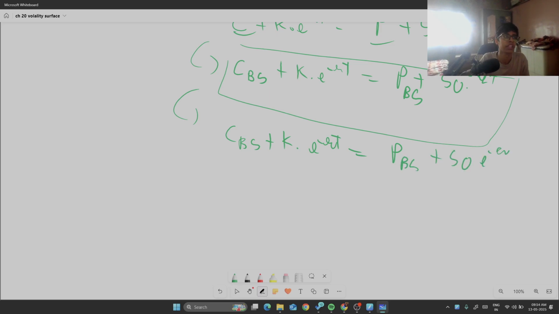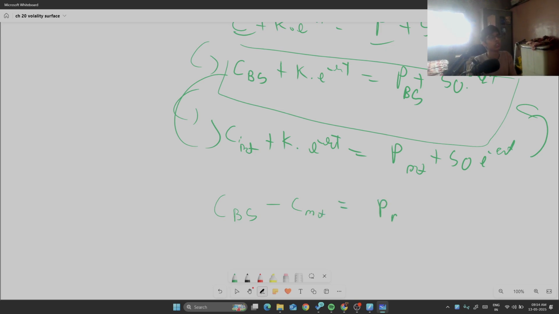So from that we can derive the market price difference. If we equate these equations, then C_BS minus C_MKT equals P_BS minus P_MKT. So it helps us find the difference between our model price and our market price.